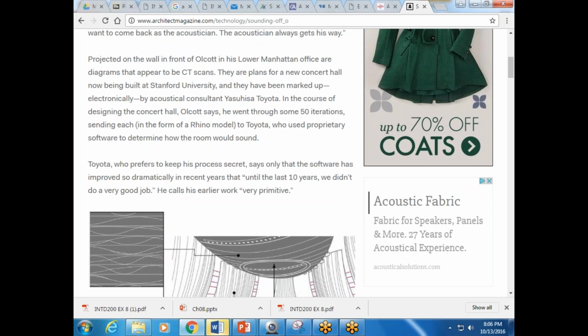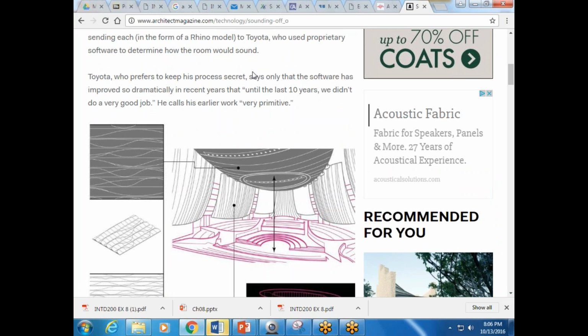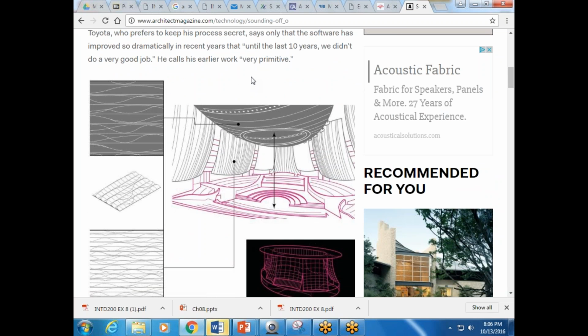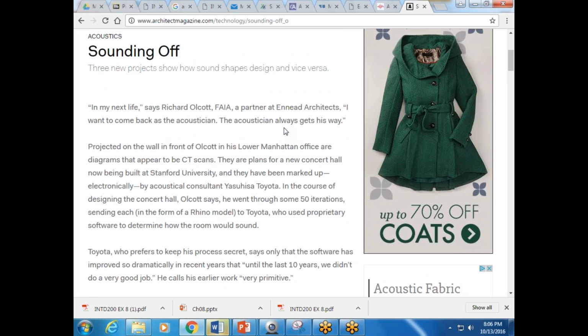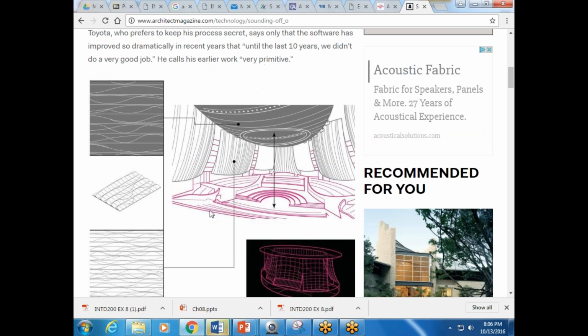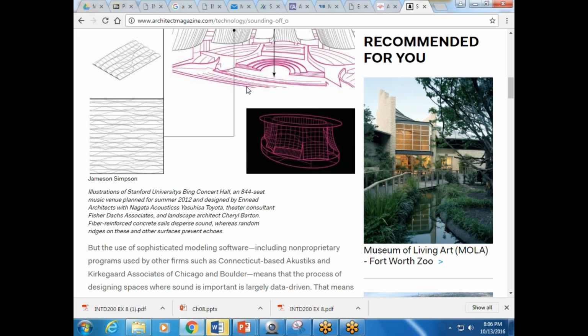Okay, so Toyota, who prefers to keep his process secret, says that only the software has improved so dramatically in recent years. Until the last 10 years, we didn't do a very good job. So here they were trying to figure out how they were going to have this music hall properly made. So they have the convex surface that's going to bounce sound, because they're specifically trying to get the low frequencies of sound to do the right thing. And we have to think about low frequencies versus high frequencies.